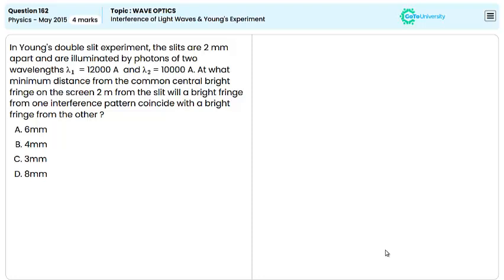To solve this, we need to determine the minimum distance at which a bright fringe of one wavelength coincides with the bright fringe of the other in Young's double slit experiment.